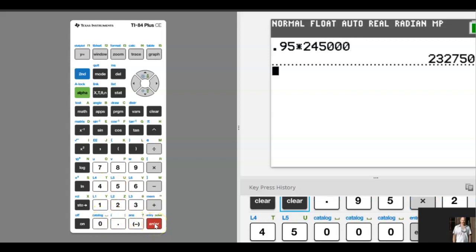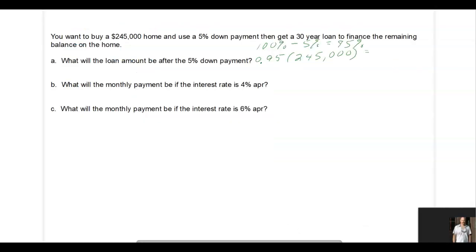And this is our loan balance. This is what we'll owe: $232,750. You could have also calculated 5% of the 245,000 and just subtracted that from 245,000.